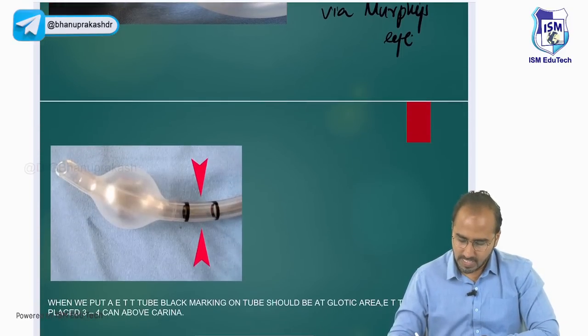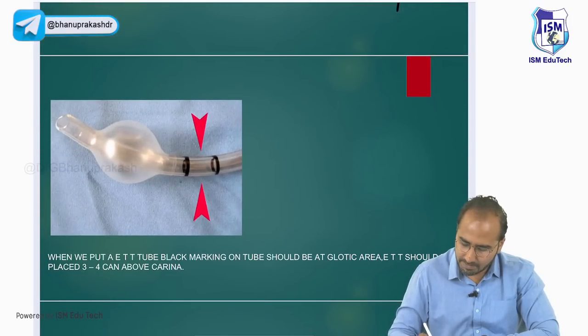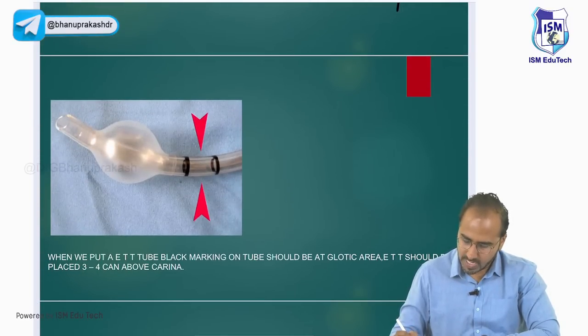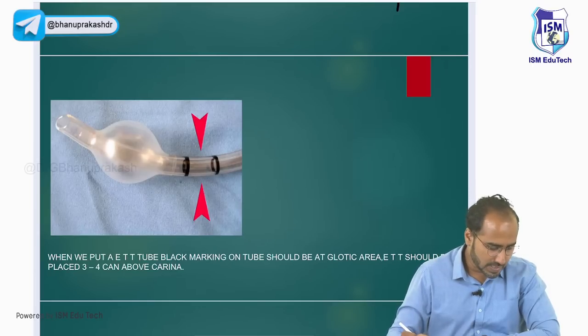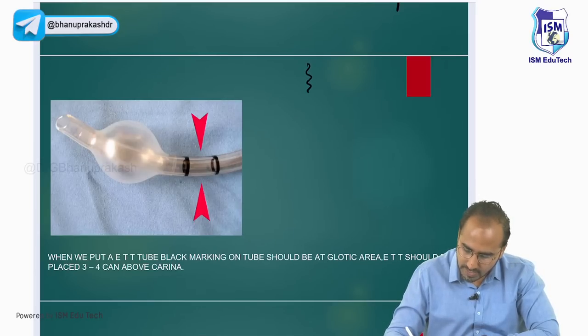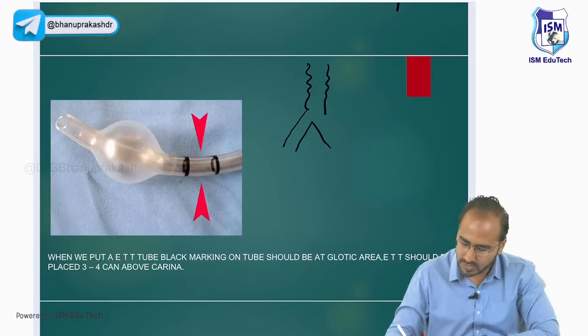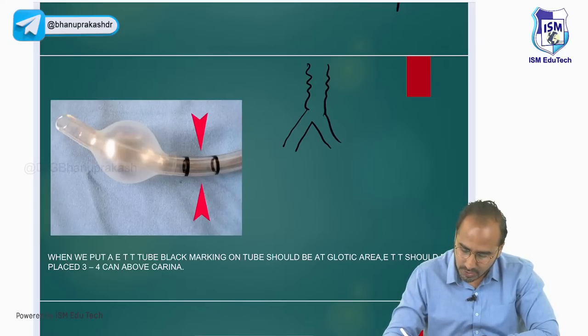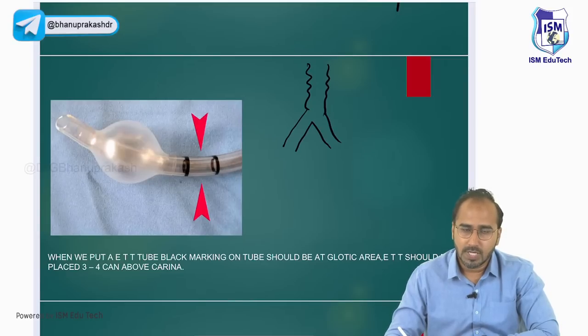This is Murphy's eye. Next, you see two black markings on the endotracheal tube. Now, my next question is, just look over here, guys. Imagine this is the trachea. The trachea bifurcates into what? Right bronchus and left bronchus. Whenever you are putting the endotracheal tube, you should not place it on the carina. This bifurcation of the trachea is called the carina. You have to put it 3 to 4 centimeters above the carina.